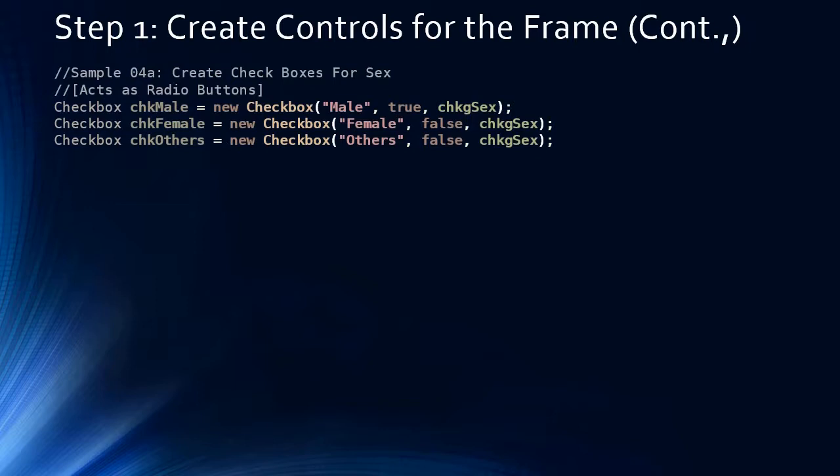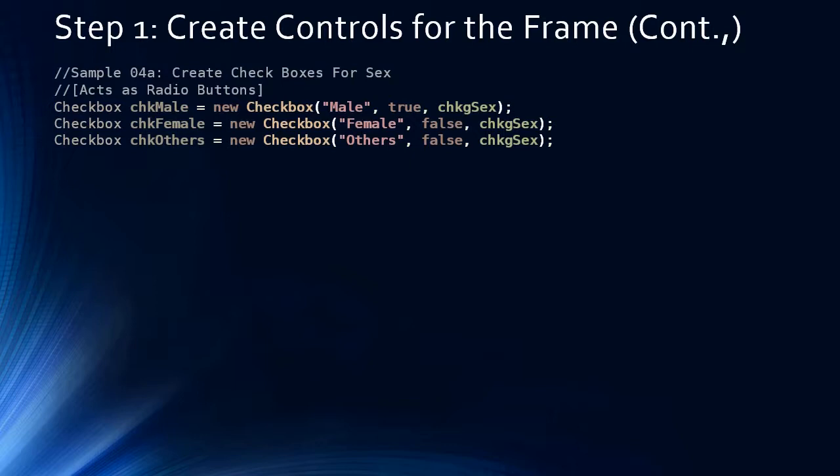Here, if you see, we are actually creating the checkbox instances. The constructor accepts three parameters. Let us take the very first checkbox instance. The first parameter passed here is Male, so that one acts as a label. Next, we specify the state of that checkbox, whether it is checked or unchecked. So we are passing true to that.